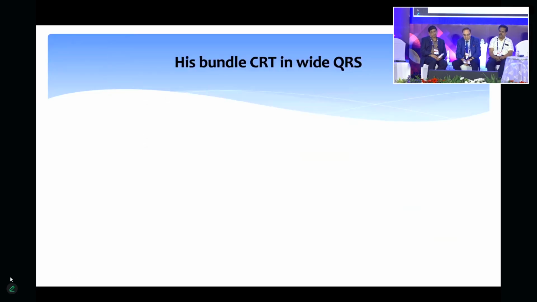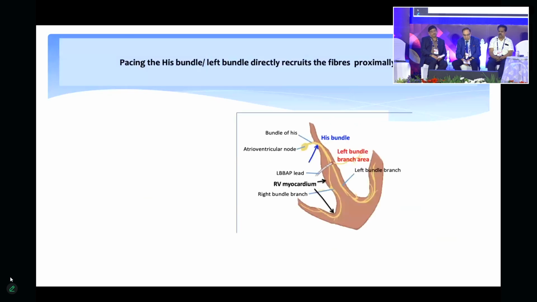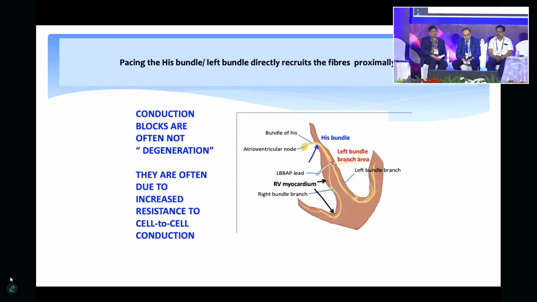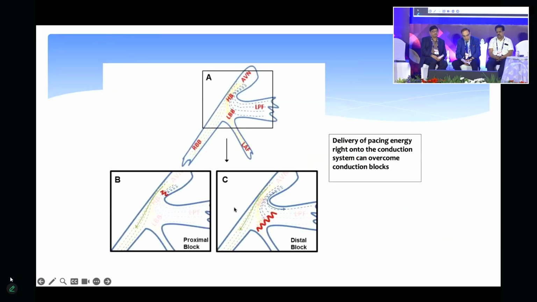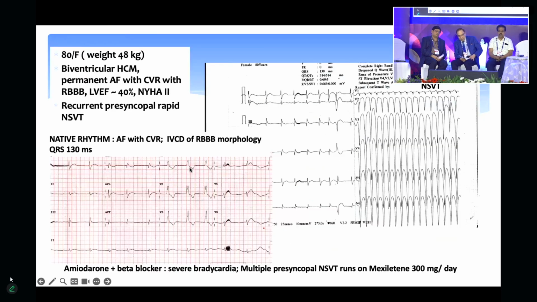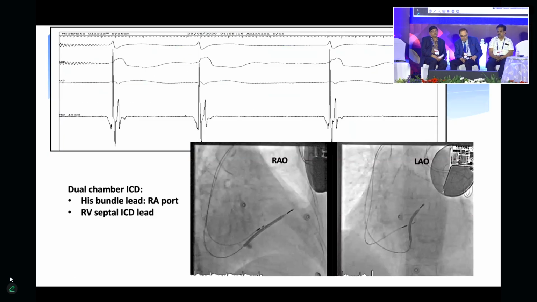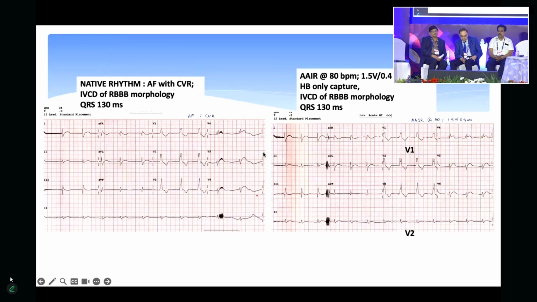And finally, his bundle pacing in wide QRS. Now, it's important to note that conduction blocks are not degenerative diseases. They just increase resistance to conduction. The conduction system is there. It's not fibrosed and gone, which means when we deliver energy right into the conduction system, we can overcome any type of conduction system block. So in this particular patient who has a right bundle branch block morphology and non-sustained ventricular tachycardia, we are pacing the his bundle using a lead, and this is the native QRS, RBBB-like morphology.